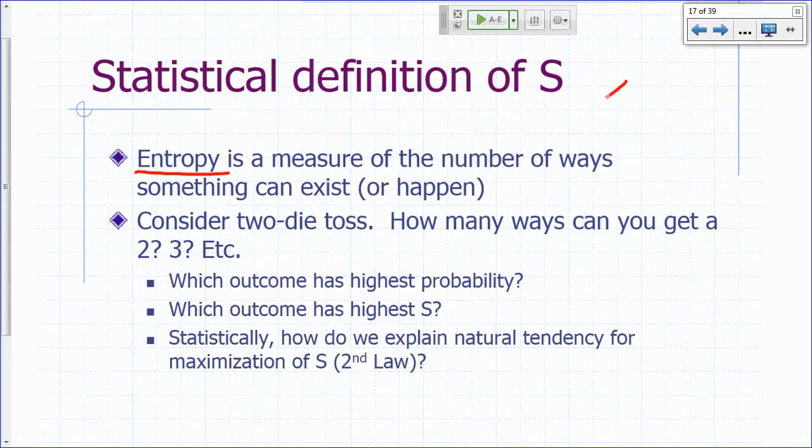Okay, so let's consider a two-die toss. You know what a die looks like? A 1, a 2, and a 3, and so on, right? It's got 6 faces. So how many ways can you come up with a pair of snake eyes if you toss a pair of dice? One way. They both turn out 1, right? 1 and 1. So you can get 2, right?